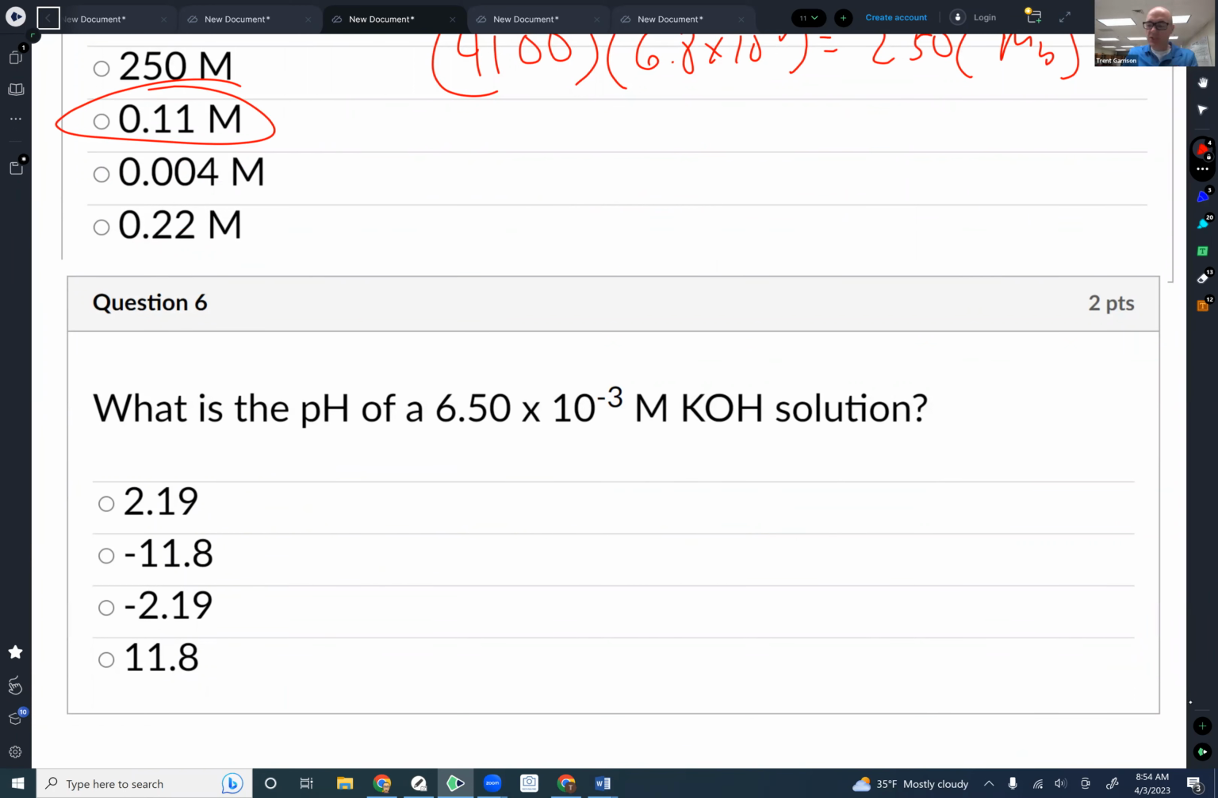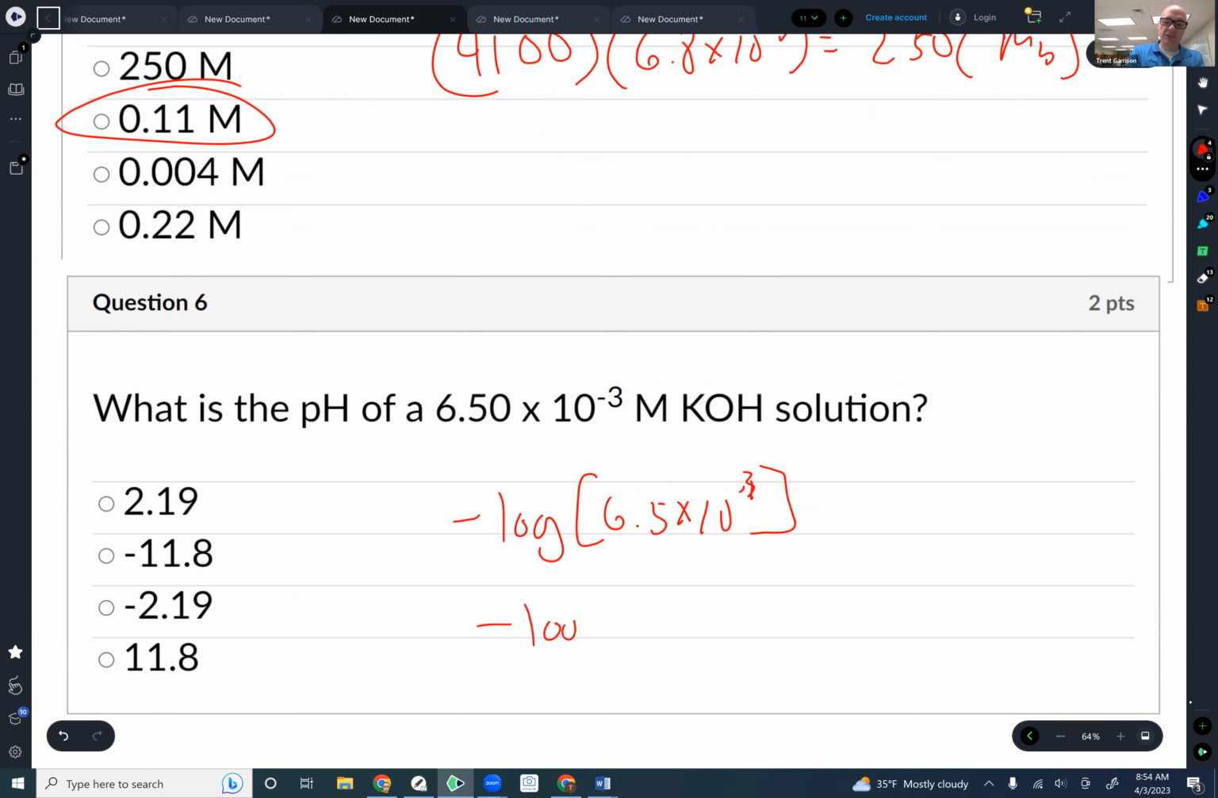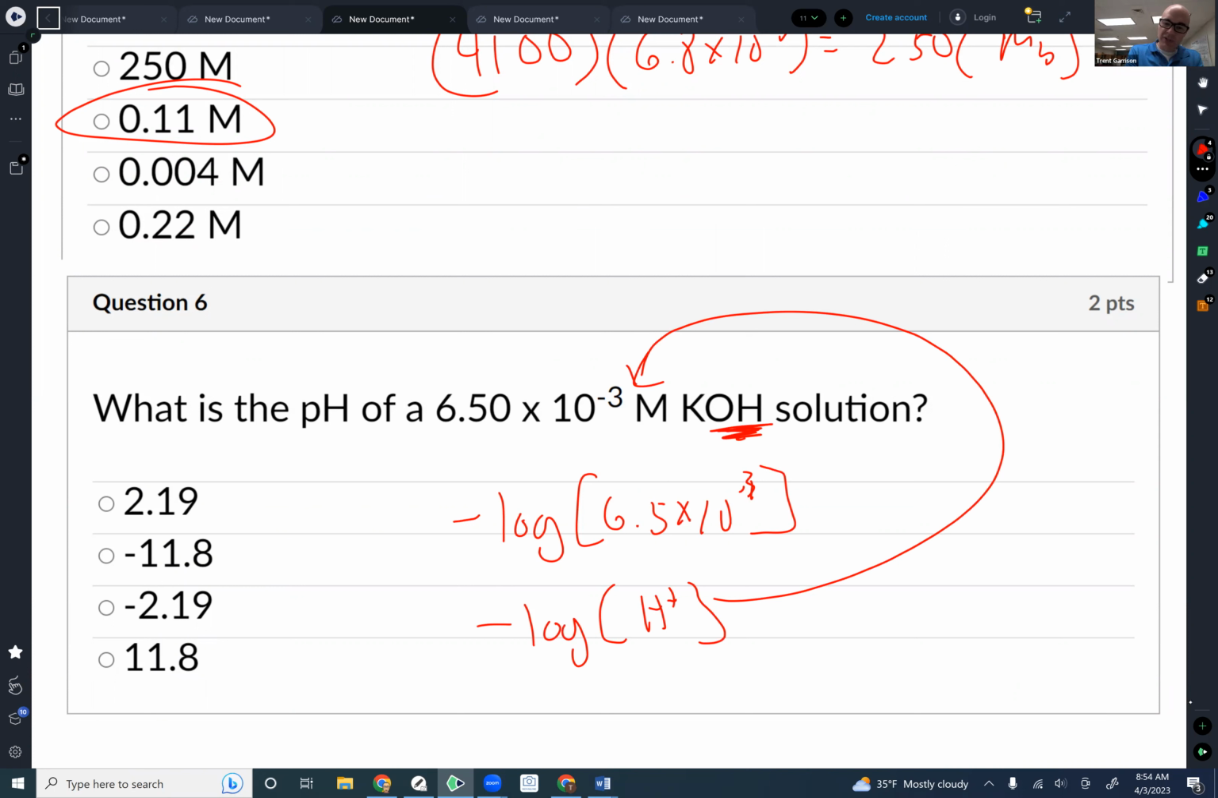Again, this one is not too terribly challenging as long as you have your formula, 6.5 times 10 to the negative 3. The formula is negative log of the hydrogen ion concentration. Well, the reality is this is an OH, so we're actually solving for the hydroxide ion concentration. So we're going to have to fix that by subtracting from 14 in the end.